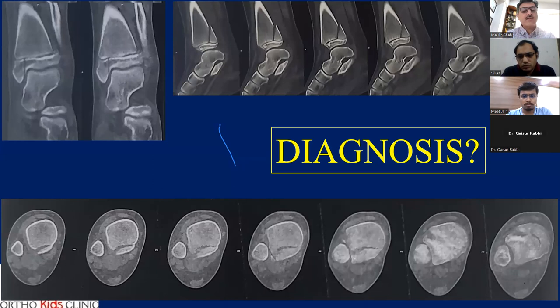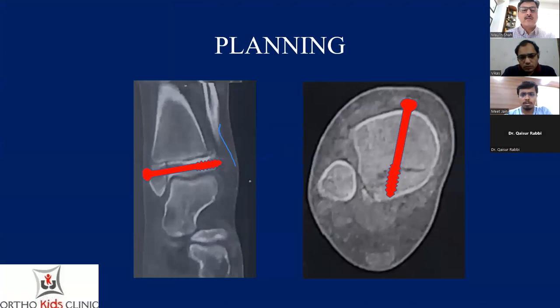So your screw trajectory should be, Meet, you have marked that. Yes, sir. So we planned that the epiphyseal screw should be going from anteromedial to posterolateral like this. So that will catch the fragment, and the metaphyseal fragment we will screw from front to back. Do you have another image, Meet, for the screws? This is actually the metaphyseal image. Go back.